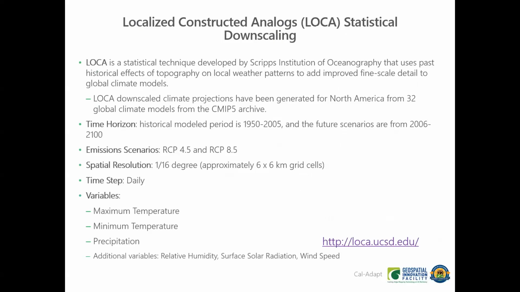There's the maximum temperature, minimum temperature, again per day, and then precipitation. And then some of these additional variables have been modeled by LOCA: the relative humidity, surface solar radiation, and wind speed. And again, those are just newly made available through CalAdapt. I know we've had several users requesting those data sets.